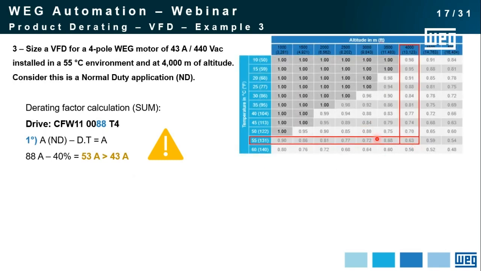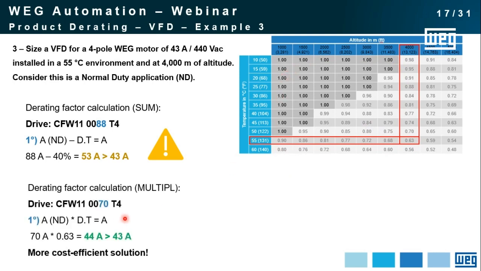By using the table I have just shown you, we can use a new factor which will allow us to use another VFD, a 70 amp VFD. So instead of using an 88 one, use a 71, because the new rated current of this VFD in this specific application is 44 amps, which is more than 43.